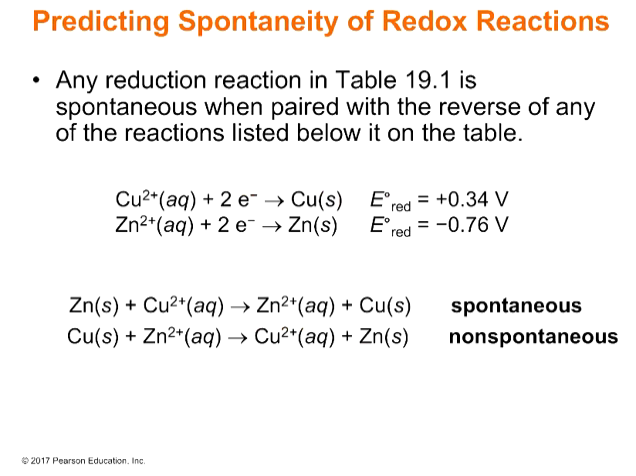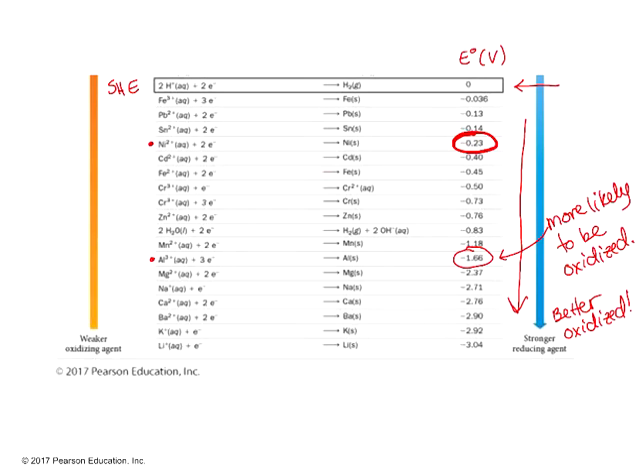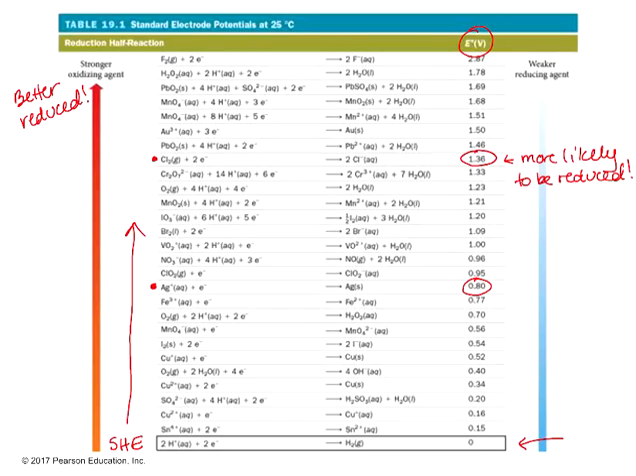All right, so any reduction reaction in table 19.1 is spontaneous when paired with the reverse of any of the reactions listed below it on the table. So let's actually go back to the table. You'll notice that everything is gaining electrons. So that's one key part that we didn't really go over. If we go to the first half of the table, you'll notice that everything is gaining electrons. So they're all on the reactant side.